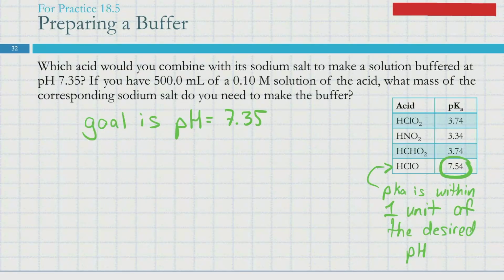And now the question that we want to ask after we've selected our buffer is, how are we going to actually make the buffer? So we are looking for mass of the corresponding sodium salt. What's our formula going to be for the corresponding sodium salt of HClO? What's our chemical formula?